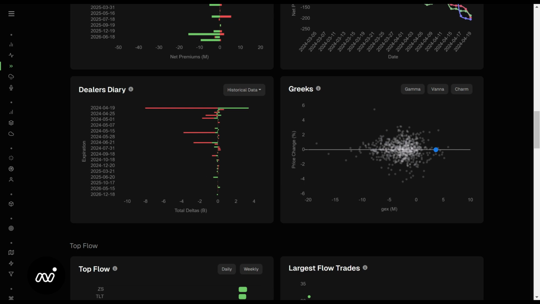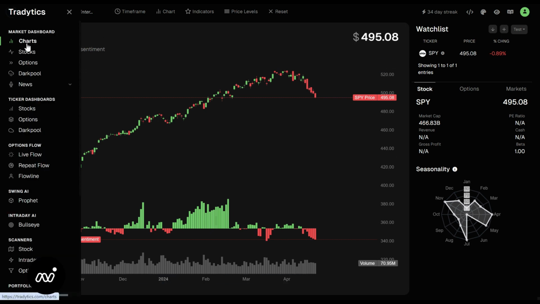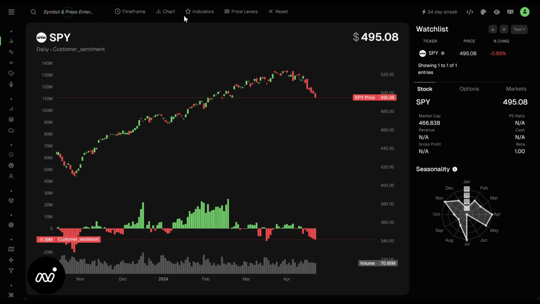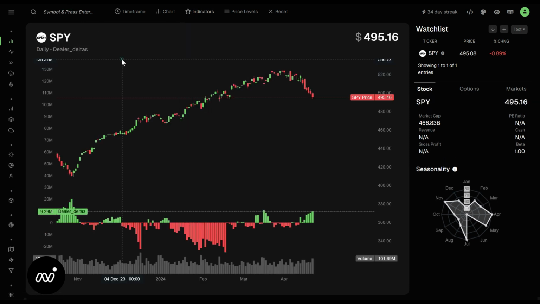Next part we are going to look at is the dealer information on our charts page. So we come here, we click on charts, that brings us our chart page, and we look for indicators. Now, dealer deltas, plain and simple, on almost everything, positive. When dealers are positive, that means that price is going to the downside, okay?